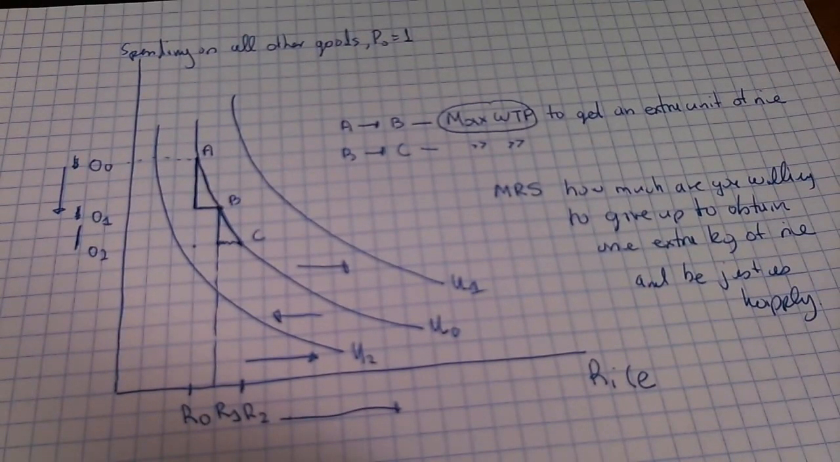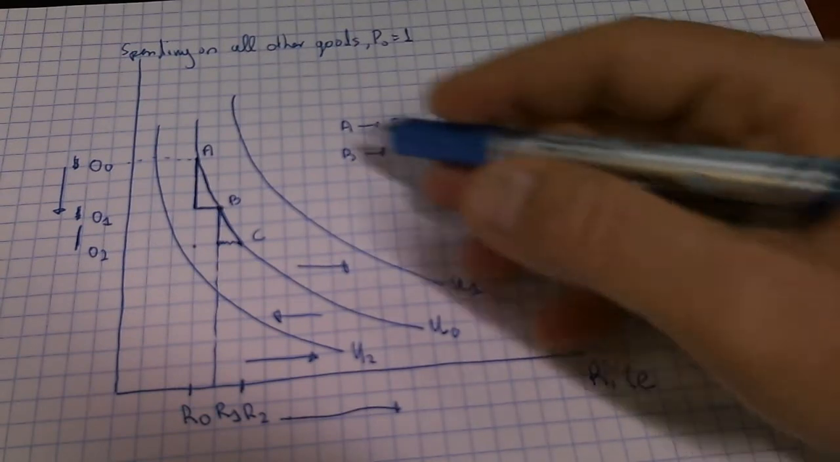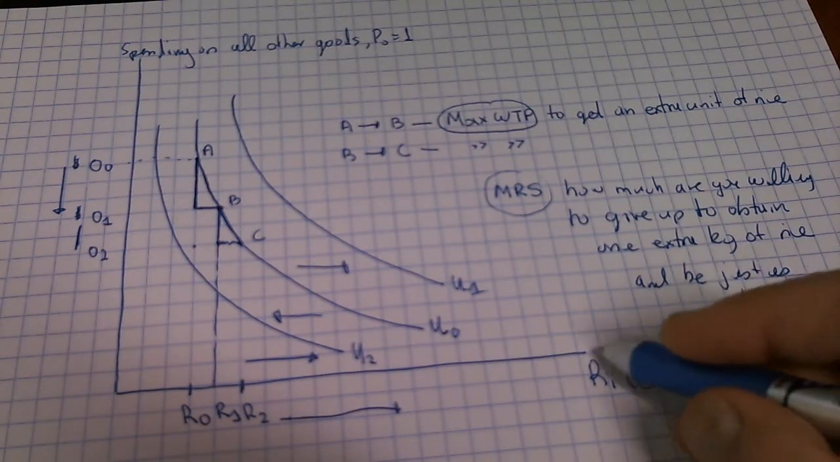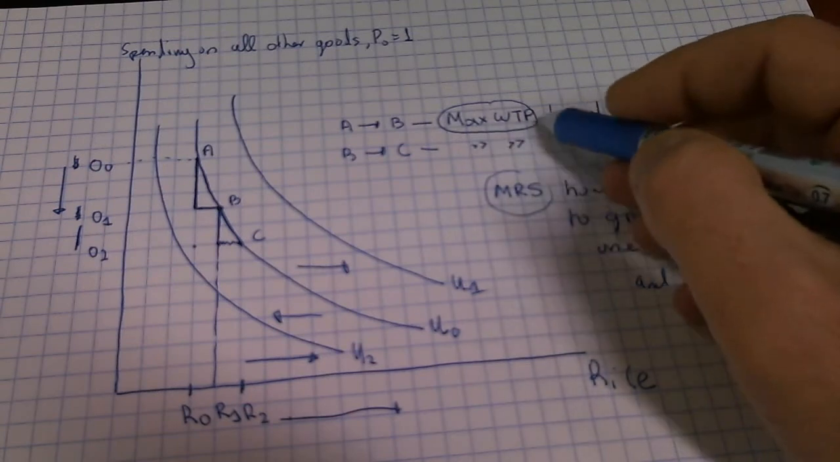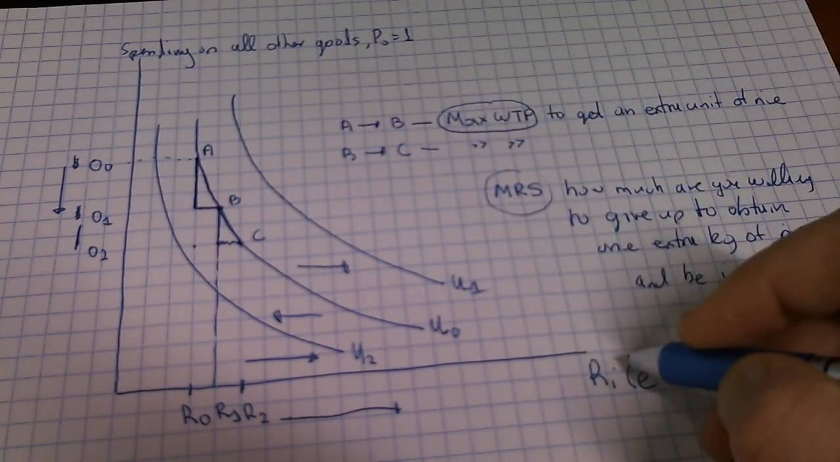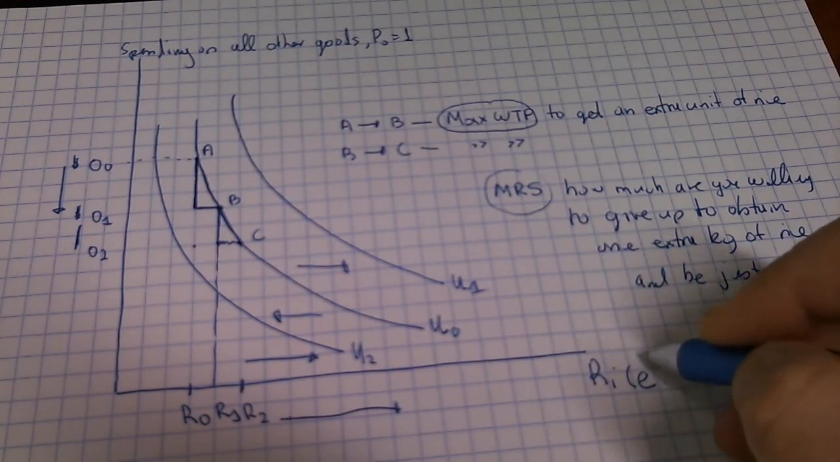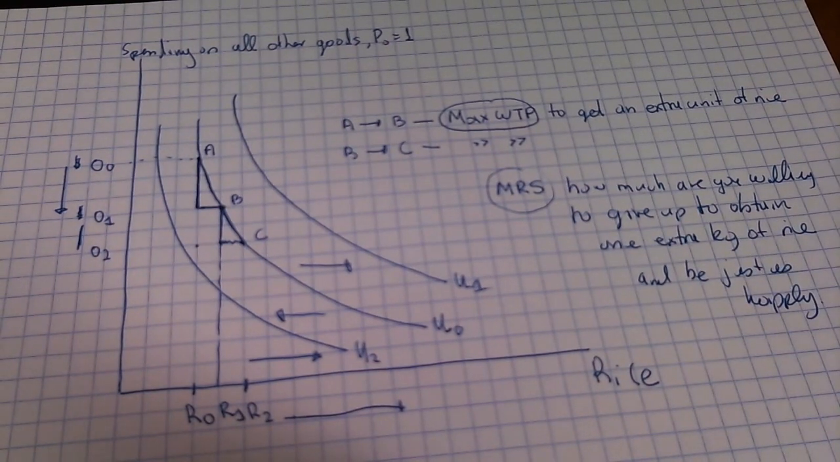So the marginal rate of substitution, just to summarize, is the slope of this indifference curve, and it falls the more rice you consume. Your maximum willingness to pay to have an extra unit of rice falls the more rice you have. Yeah, kind of makes sense, right?